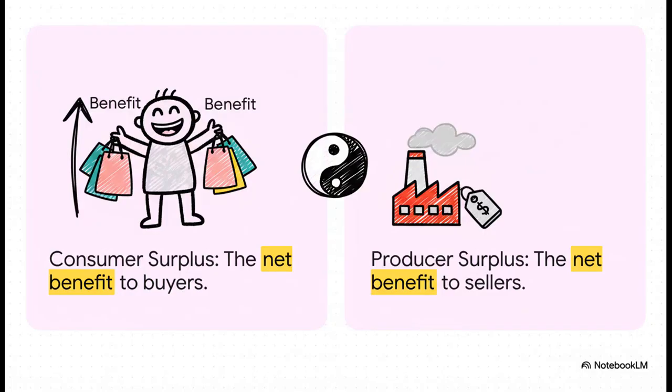So let's just boil it down to the absolute basics. Consumer surplus is the net benefit for the buyers. Producer surplus is the net benefit for the sellers. Simple as that. Two sides of the exact same market coin.